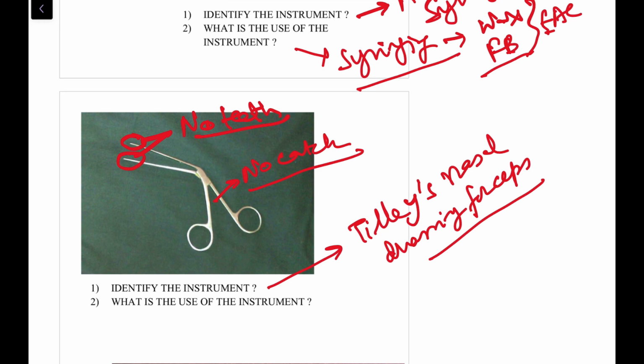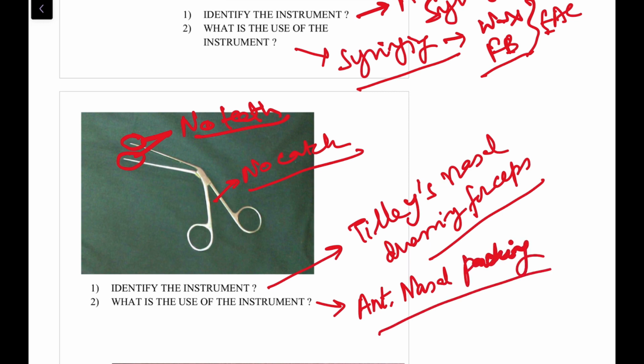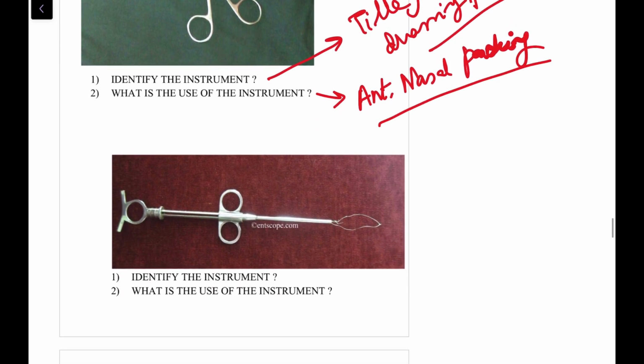So what is the use of this instrument? Again, the best possible answer, to keep it short, you have to say anterior nasal packing. You can also use Tilley's forceps to remove a foreign body from the nose or even the external auditory canal. However, that is not the primary instrument that we prefer for those things.